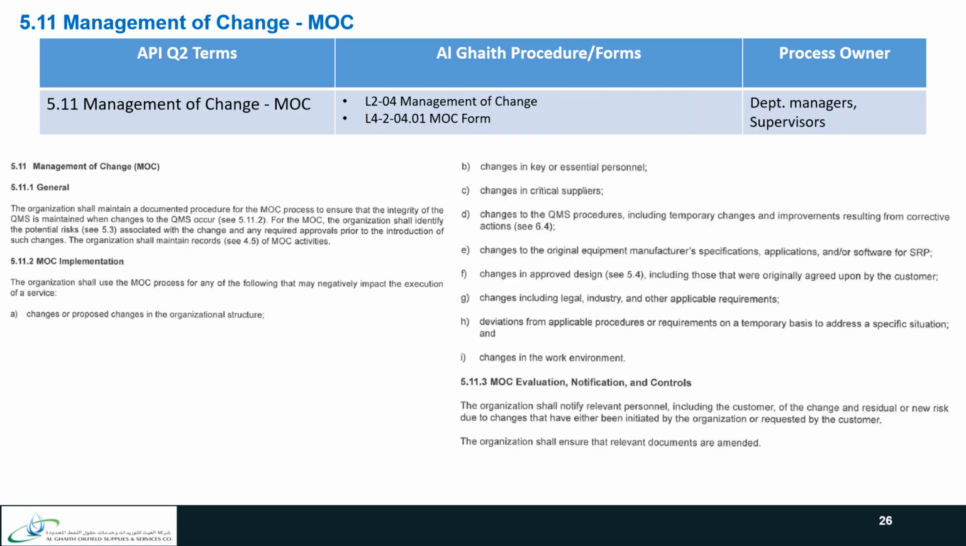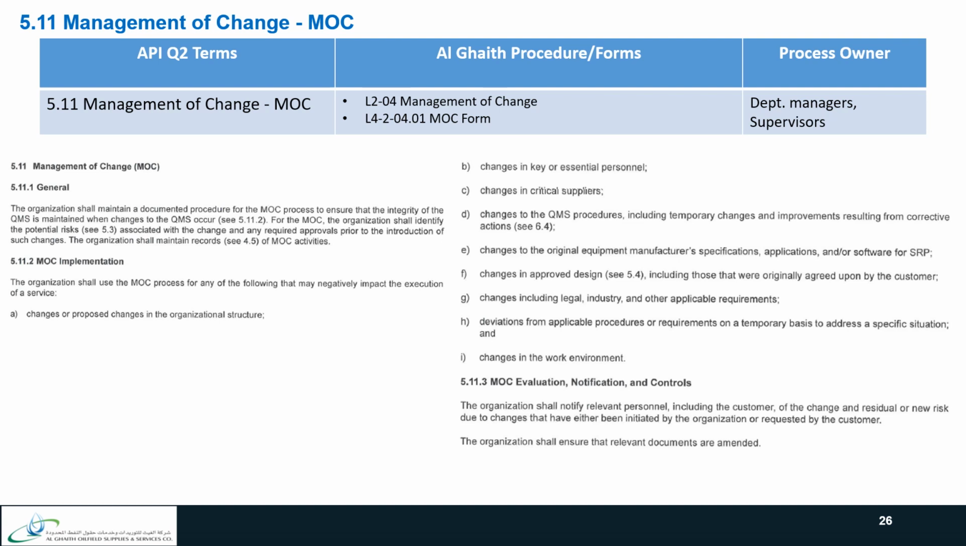API clause. Management of change. The organization shall maintain a documented procedure for the MOC process, to ensure that the integrity of the QMS is maintained when changes to the QMS occur. For the MOC, the organization shall identify the potential risks associated with the change and any required approvals prior to the introduction of such changes. The organization shall maintain records of MOC activities. In order to comply with this requirement, Ghaith established the procedure L204 Management of Change. To document the management of change, use the L4204.01 MOC form.